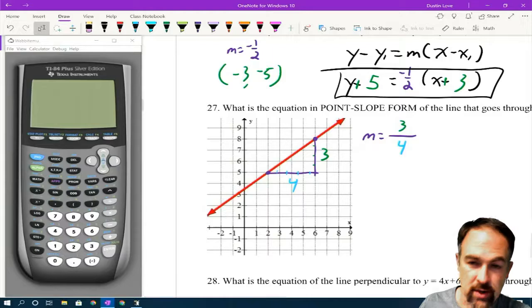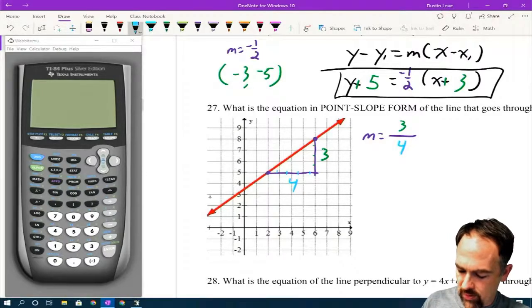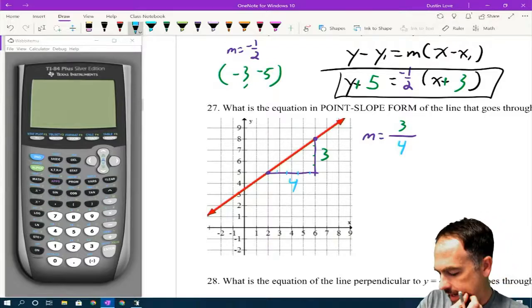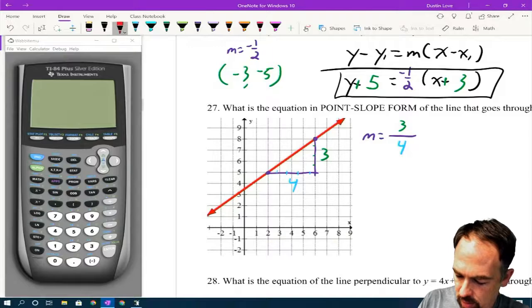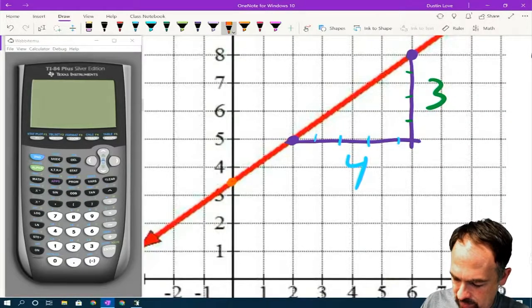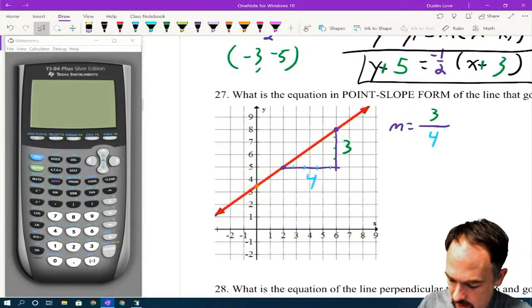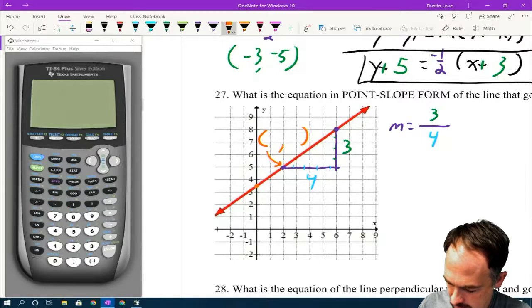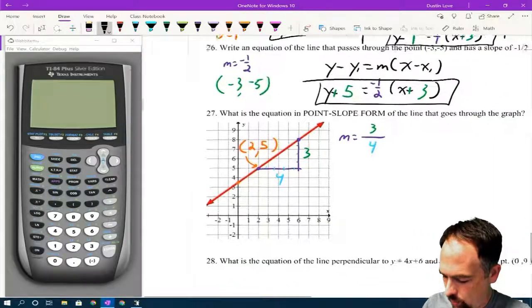And let's make sure every time we look at a graph, we evaluate positive or negative slope. As we're going from left to right, it's rising, so we have a positive slope. Now, the reason that this problem asks for it in point slope form is because we don't have a nice y-intercept there. So all we're going to do is pick one point on the graph. It doesn't matter which. I'm going to choose this point here, and that has an x-coordinate of 2 and a y-coordinate of 5, and use that as my x1, y1.